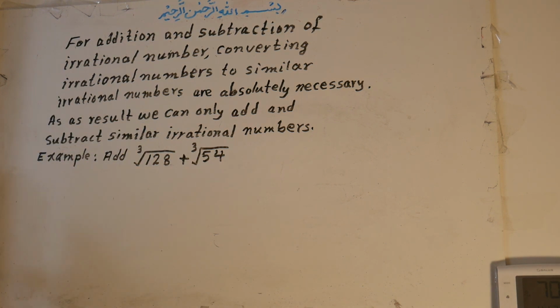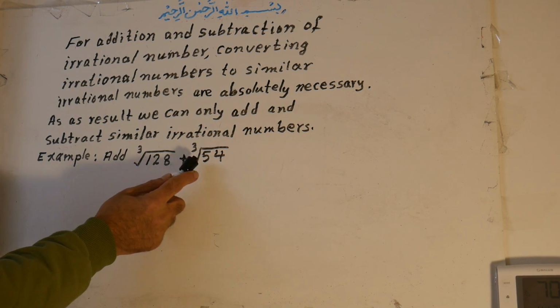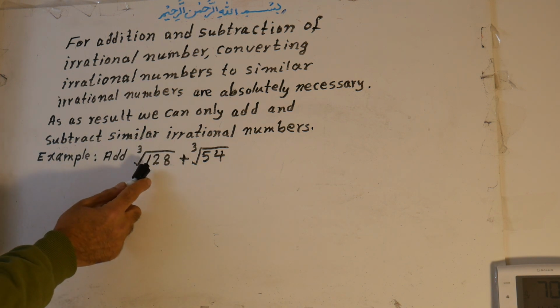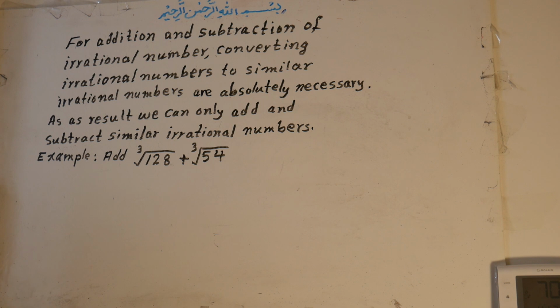Example: add the cubic root of 128 plus the cubic root of 54. You know that 128 and 54 are different numbers, they are not similar. Now we try if we can convert them to similar irrational numbers. Otherwise, we cannot add and subtract them.